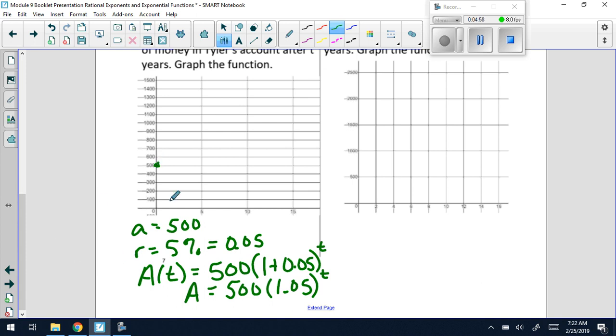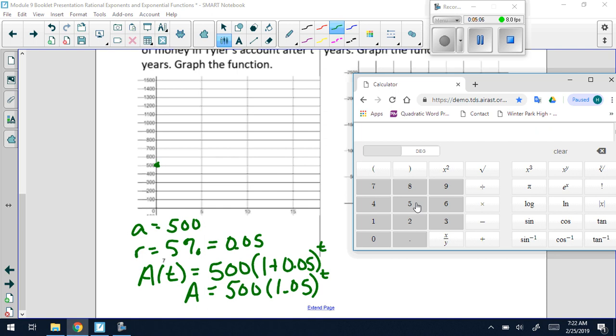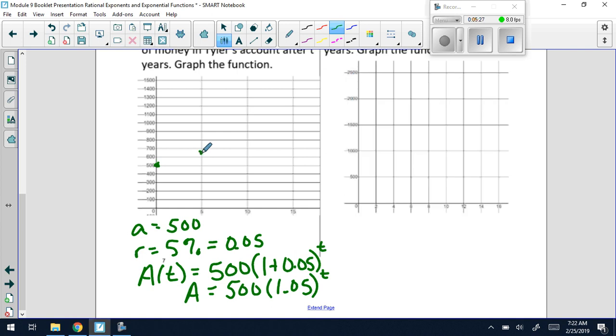And then notice my scale: 0, 5, 10, 15. I'm going to go to my calculator and plug in 5 years because that's my next one. So I'm going to do 500 times 1.05, to the 5. I get 638.14. So I'm just guessing about where that's at. So 600 and then a little bit.